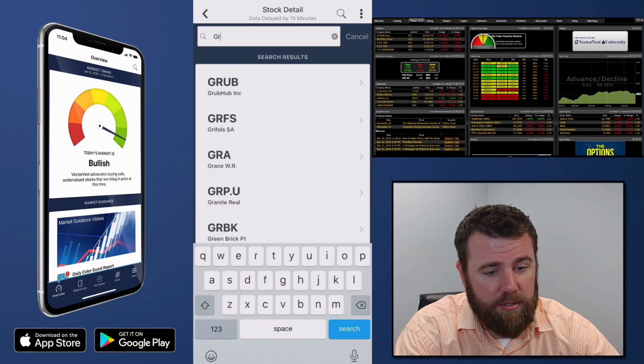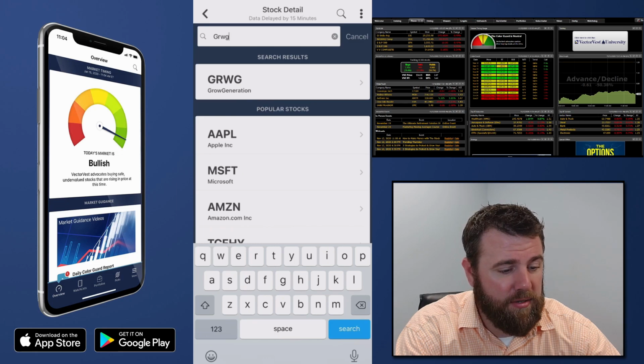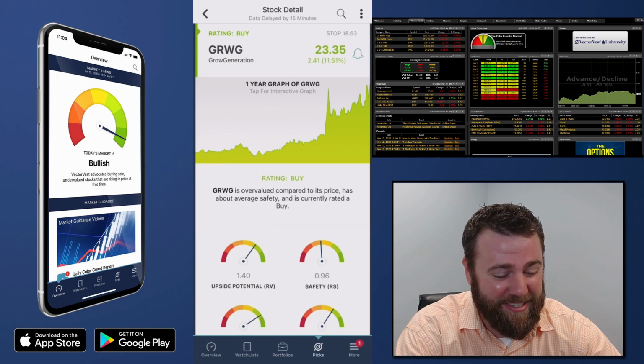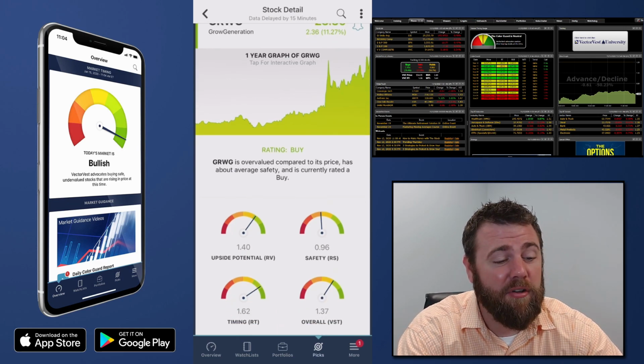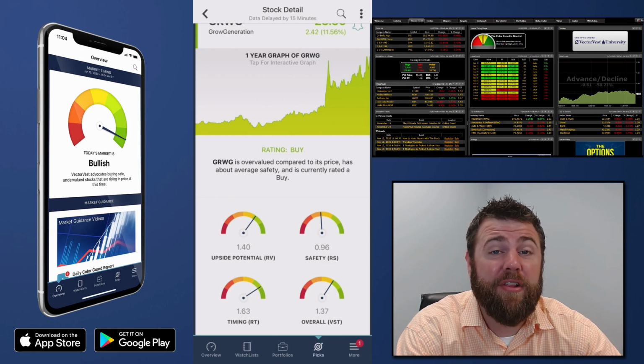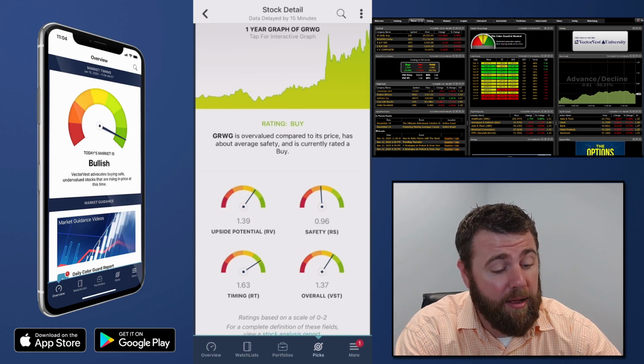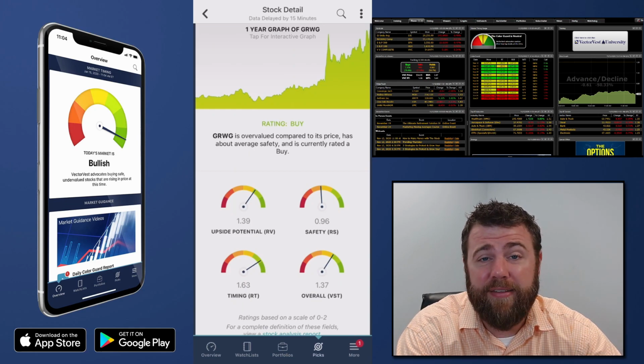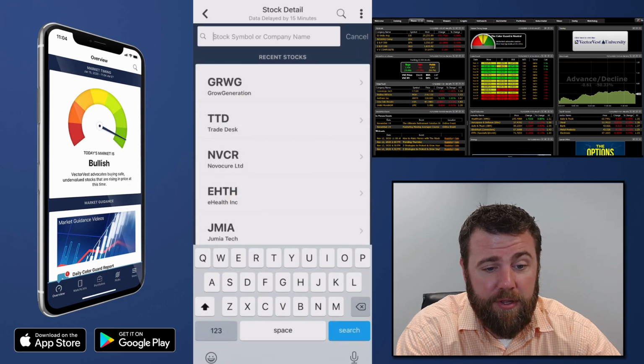GRWG. This is the one that Steve Chappell was actually talking to me a few days ago about, Jay. So it's interesting to see you bringing it up here. All right, so GRWG, great long-term potential, but does have a little bit of risk still with it. Timing at 1.63, really strong uptrend. So yeah, the stock's definitely favorable still.